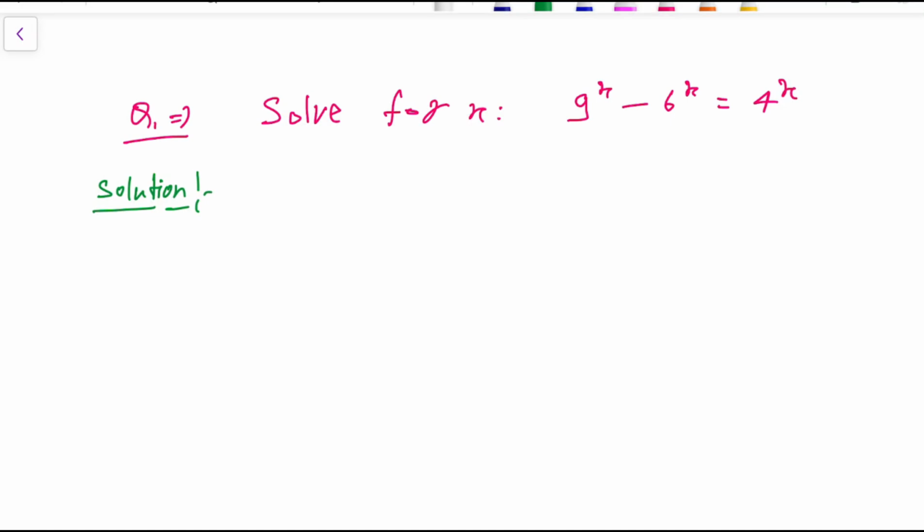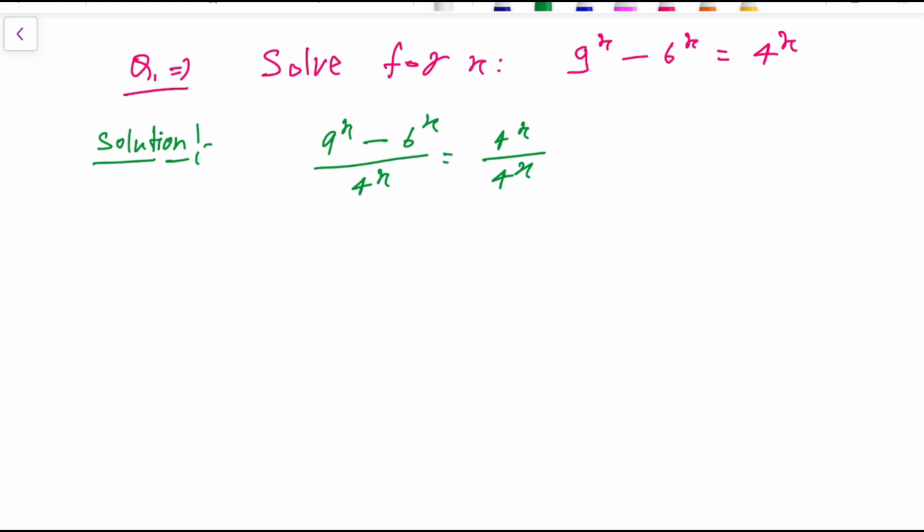So in today's video, we are going to discuss the solution of the equation 9^x - 6^x = 4^x. In order to solve this question, very first we will divide the entire equation by 4^x. So the resultant equation will become (9^x - 6^x) divided by 4^x is equal to 4^x divided by 4^x.